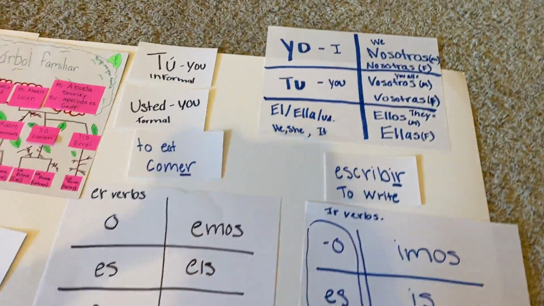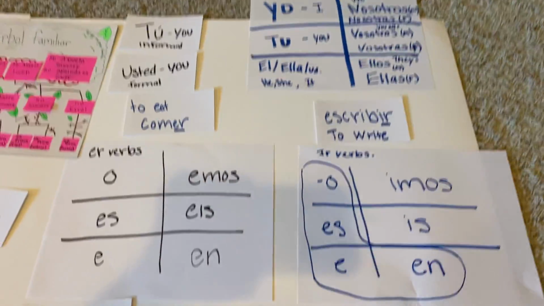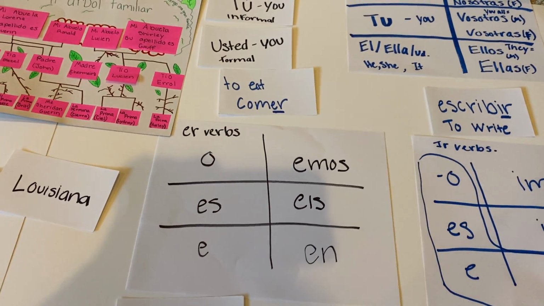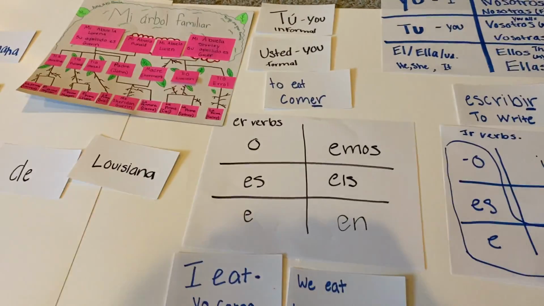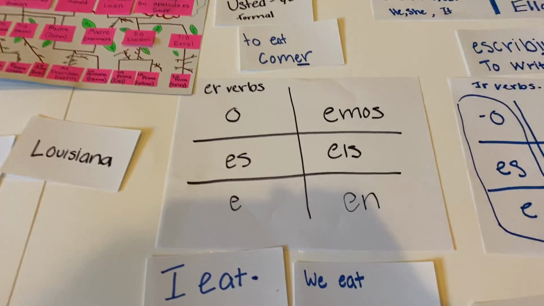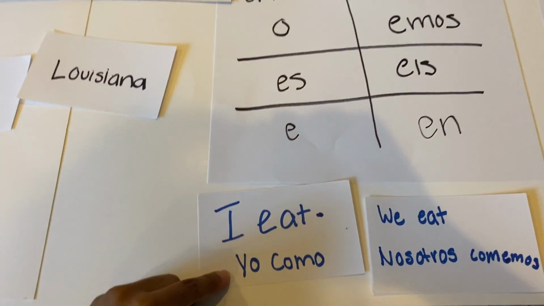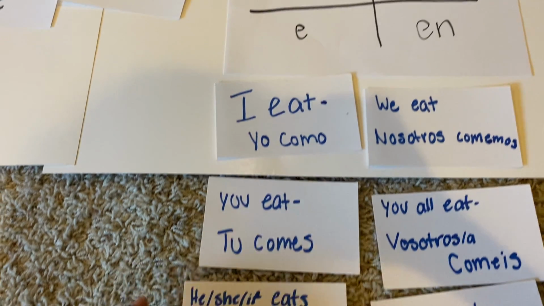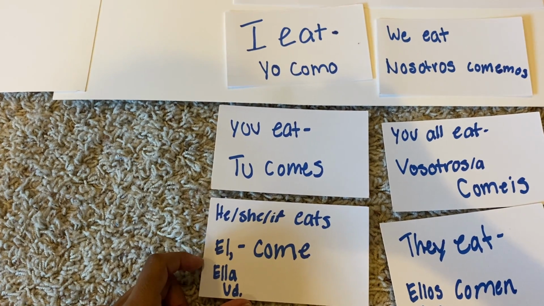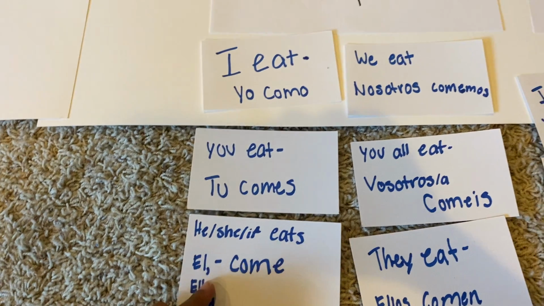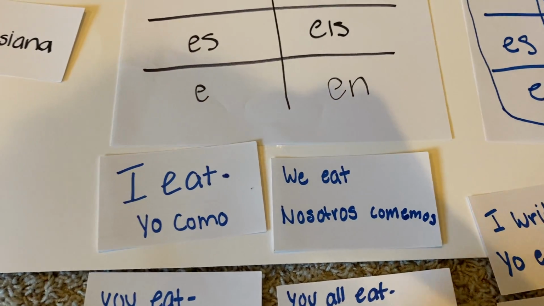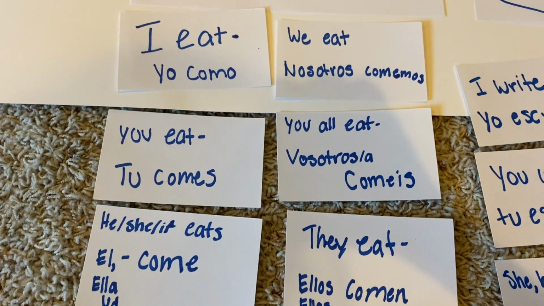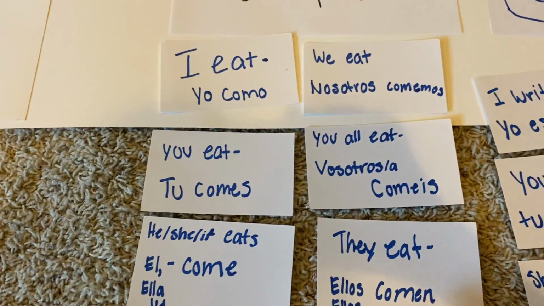Next, we're going to move on to conjugating our ER and IR verbs. First, we will start with to eat, comer, an ER verb. So, I eat, yo como. You eat, tú comes. He, she, it eats, él, ella, usted come. We eat, nosotros comemos. You all eat, vosotros coméis. They eat, ellos or ellas comen.